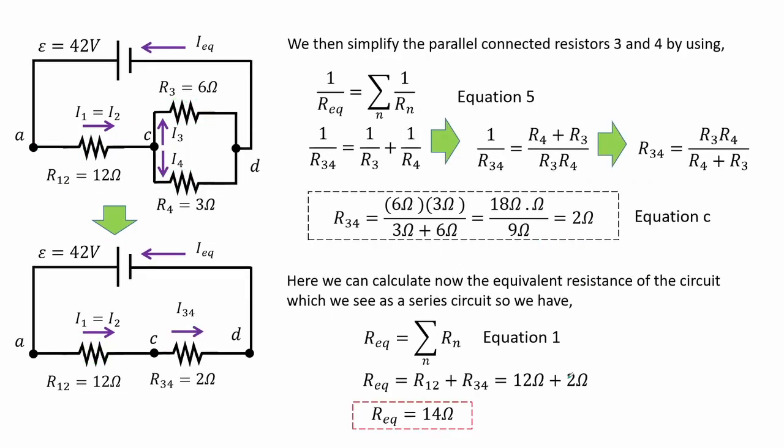We then simplify the parallel connected resistors 3 and 4 by using equation 5. The combined resistance is 2 ohms, as shown in equation C. Here we can now calculate the equivalent resistance of the circuit, which we see as a series circuit, so we have 14 ohms.